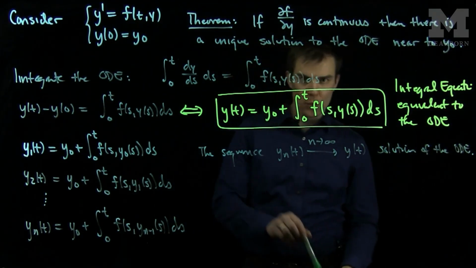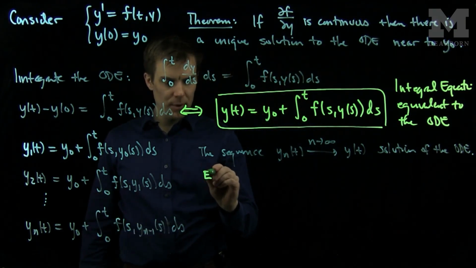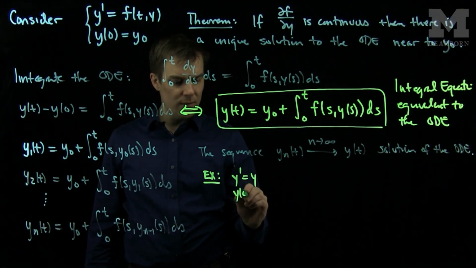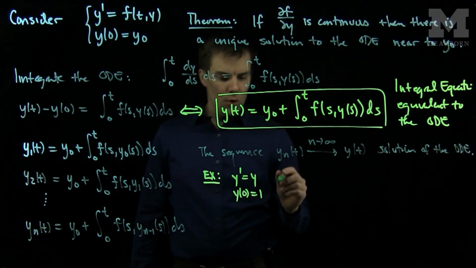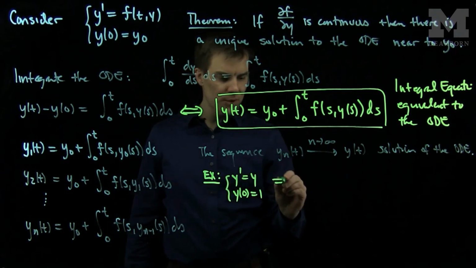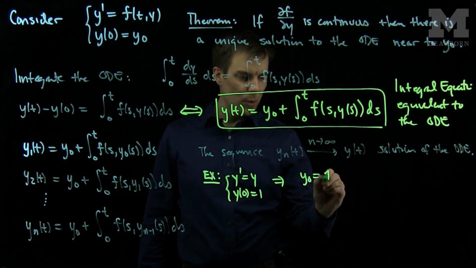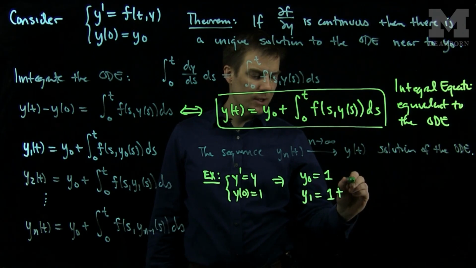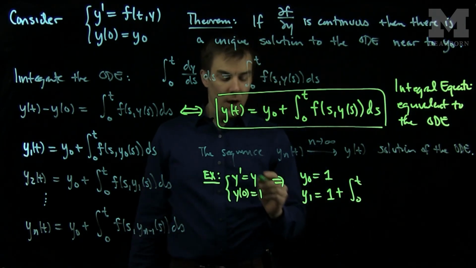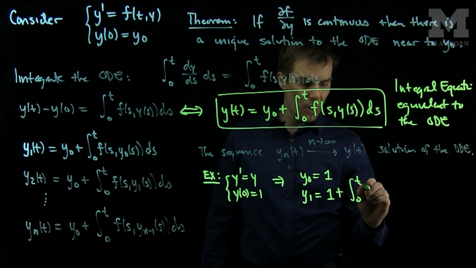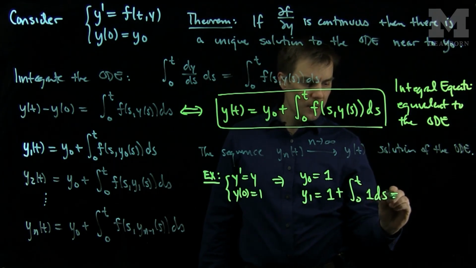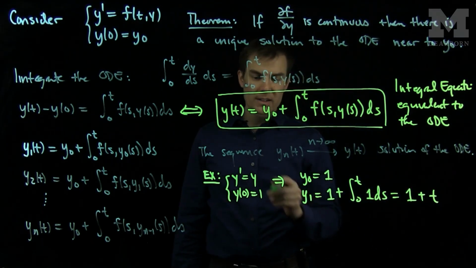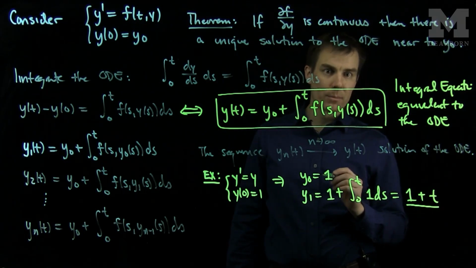So let's see how this iteration works. For example, if we had y prime equals y with y of 0 equals 1, then y0 is equal to 1. y1 will be equal to y0, which is 1, plus the integral from 0 to t of y when I plug in 1, so I'll just plug in 1 ds. So this will be 1 plus t. So my first order approximation of the solution of this differential equation will just be 1 plus t.